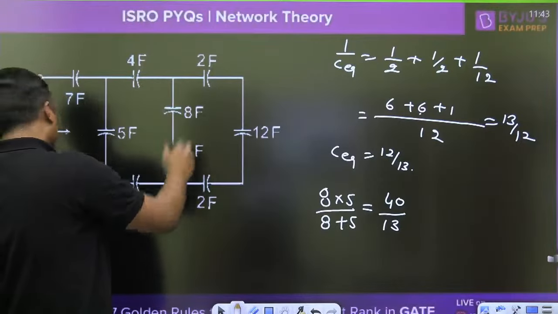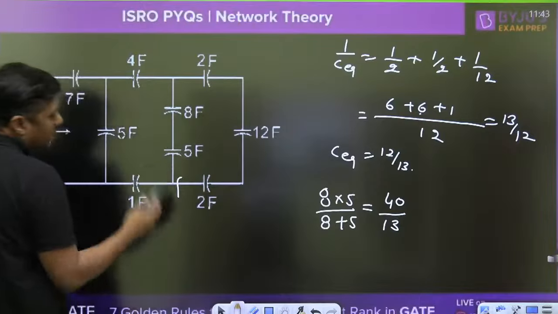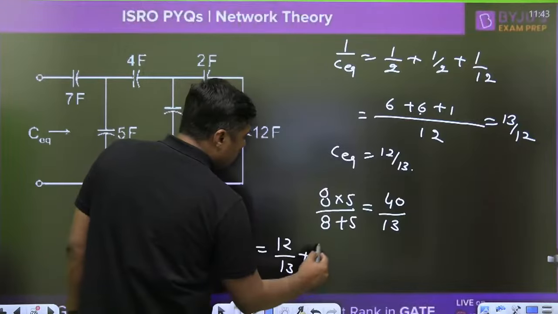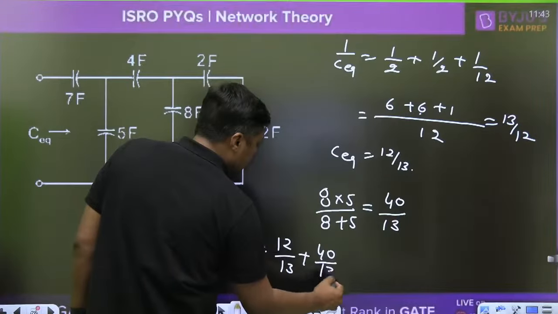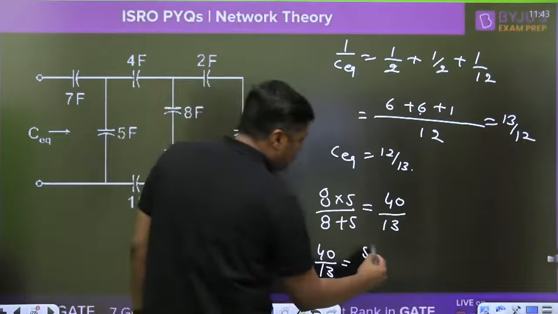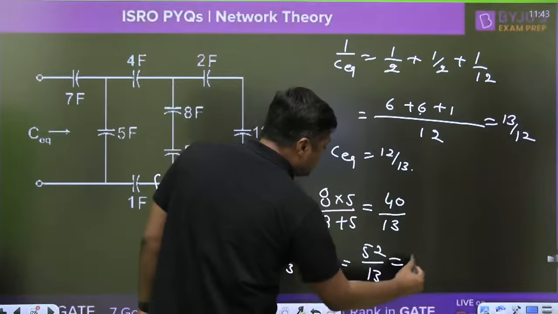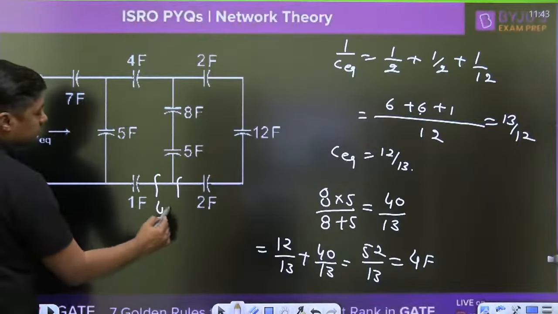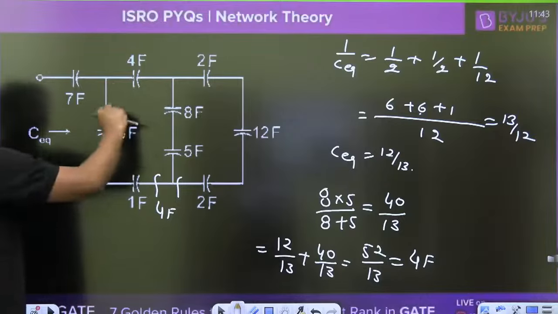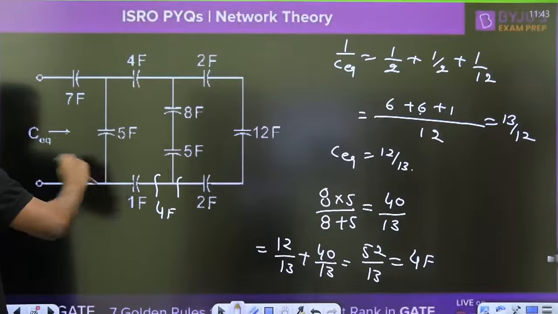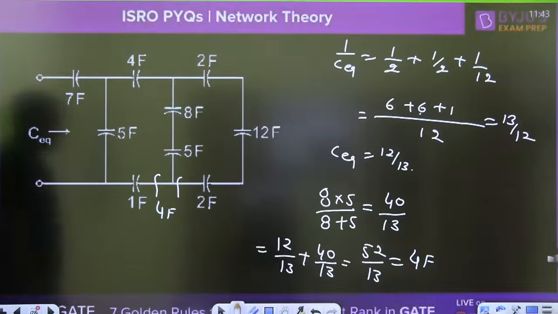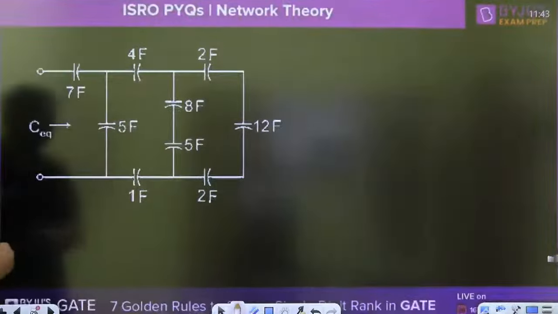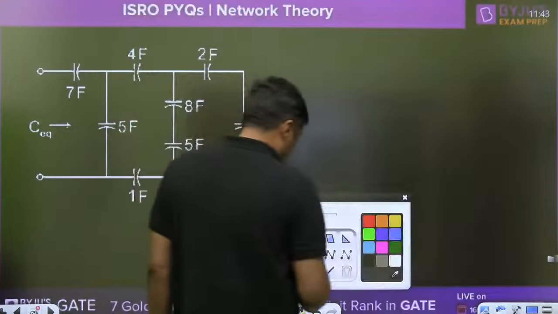When 40 by 13 and 12 by 13 are in parallel, up to this point you can find 12 by 13 plus 40 by 13. This will become 52 by 13. 52 by 13 is what? 4 farad. So up to this point you will get 4 farad. This is the equivalent. Now 4 farad and 1 farad are in series. Are you getting my point, everyone? So what is the value? Now redraw the diagram. I am giving you the simple calculation.